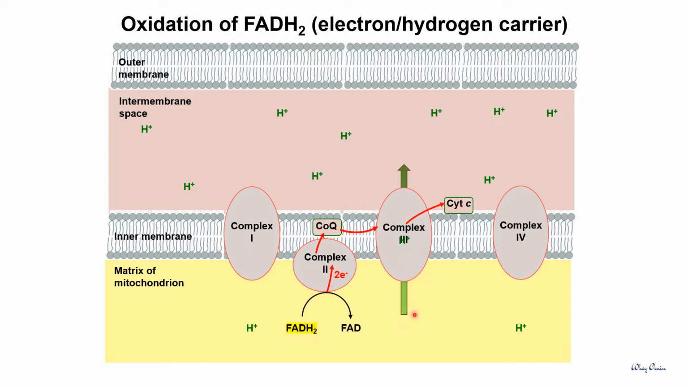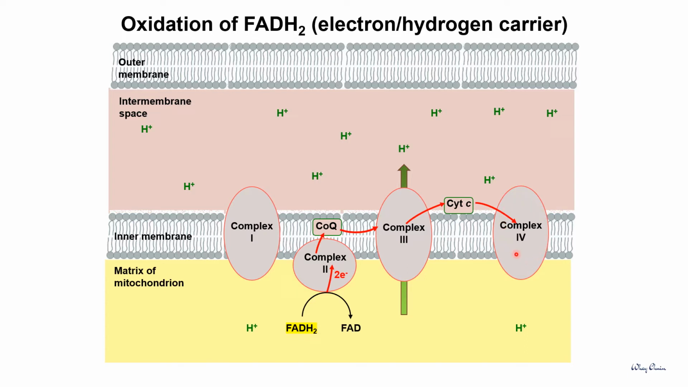It will release energy, and the energy will be used to activate the proton pump, which is also complex 3. So protons or hydrogen ions will be pumped from lower concentration, which is the matrix of mitochondria, to higher concentration of hydrogen ion, which is the intermembrane space. Now, the reduced cytochrome C carrying the high energy electrons will become unstable. So they will pass the electrons to the last electron carrier in the ETC, which is complex 4.